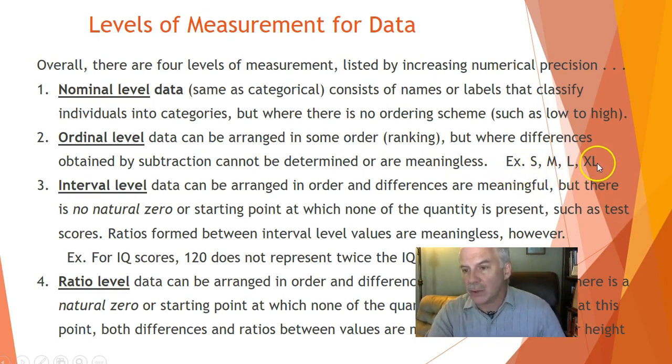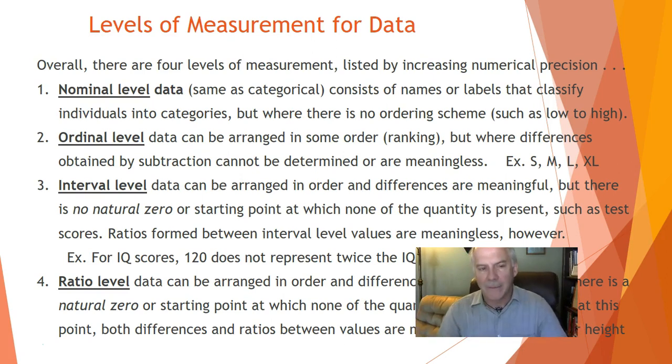Small, medium, large, and extra large. So this could be the size of drinks at a fast food place or size of t-shirts, but that's ordinal level because there's an order to it: small, medium, large, and extra large. But you wouldn't do any subtracting with that. Well, what's the difference between a small and a large?